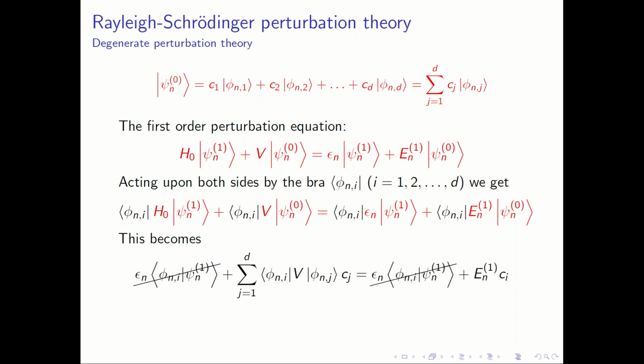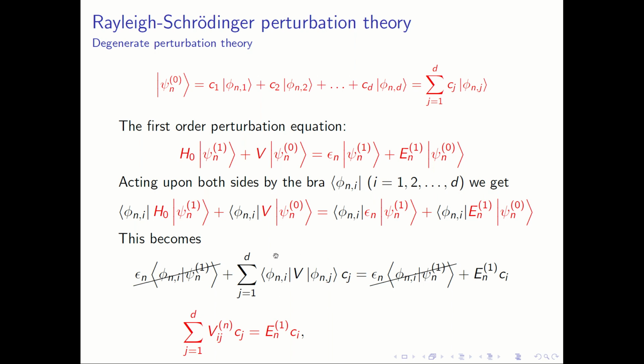But here you are really not getting En1, you are getting En1 times the coefficient Ci, that is the coefficient of phi n I in psi n0, which we don't know yet. On the left hand side at the same time, phi n I V psi n0, well, I have just put in psi n0 as a sum over j going from 1 to d, Cj phi n j, and this is what has come out. So instead of an equation which gives you En1, what this gives us is a bunch of d equations, and each of the d equations essentially looks like this.